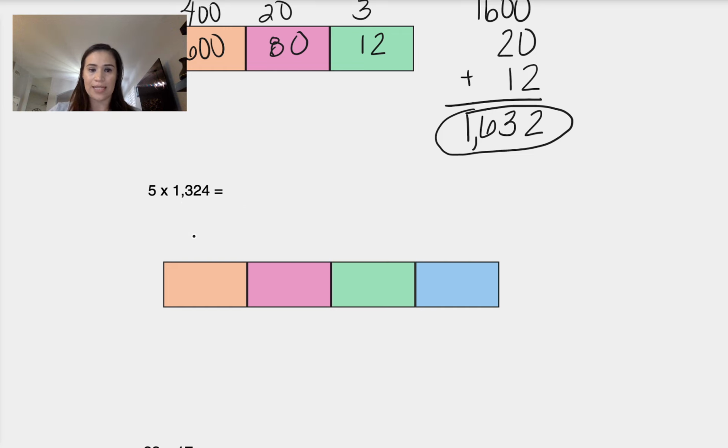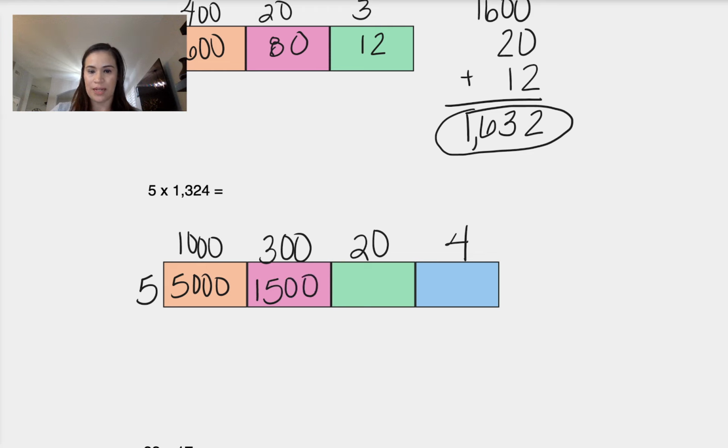1,324, if we broke that down, it would be 1,000 plus 300 plus 20 plus 4, and that's going to be multiplied by 5. So then we're going to multiply everything across by 5. So 5 times 1,000 is 5,000. 5 times 300 is 1,500. 5 times 20 is 100. And 5 times 4 is 20.